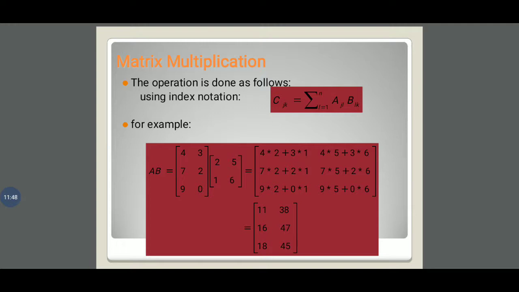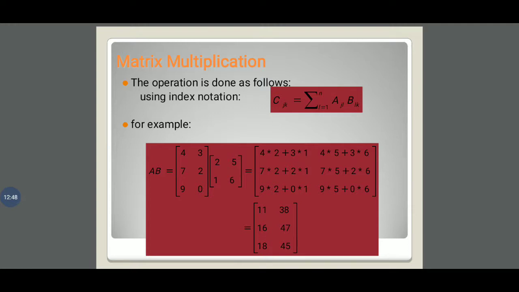Let's consider one example first. Suppose A into B, our A matrix is 4 3 7 2 9 0 2 5 1 6. At the time of addition, we have seen addition is done by adding the corresponding elements. But in multiplication, there is a particular way to multiply two matrices. How will the multiplication be done? Our first element will be the first row with the first column, multiplying the corresponding elements, that is 4 into 2 plus 3 into 1. That is our first element. Now go for the second column: first row into second column, multiplying the corresponding elements of that row and column.